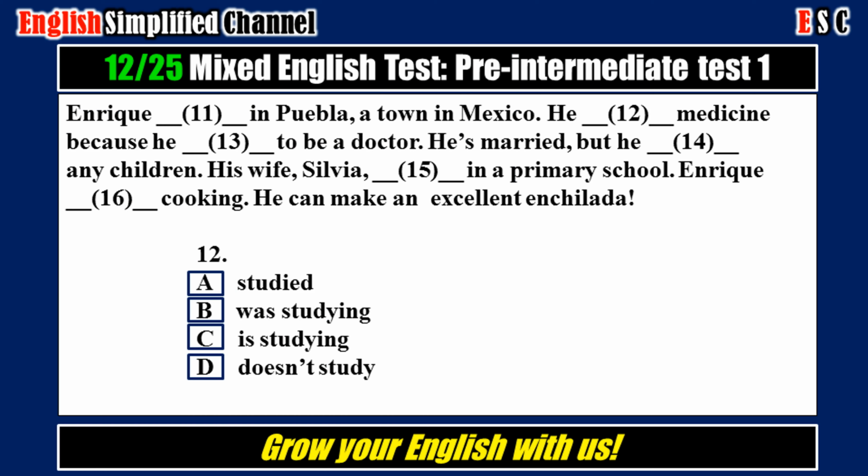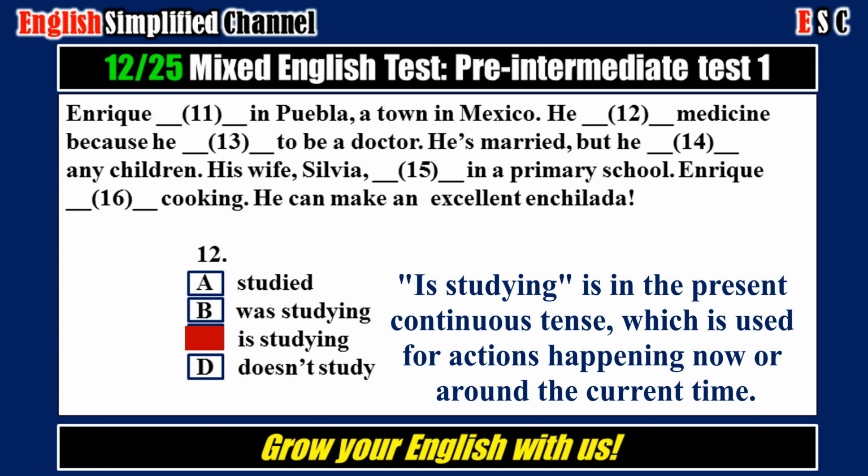12. A. Studied. B. Was studying. C. Is studying. D. Doesn't study. He 12 medicine because he 13 to be a doctor. Answer C. Is studying. Is studying is in the present continuous tense, which is used for actions happening now or around the current time.